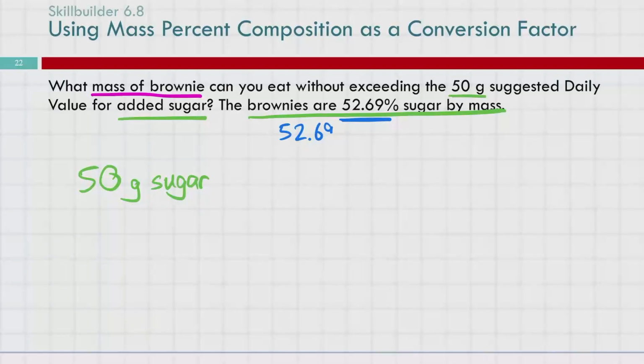This is our starting point. So 52.69 grams sugar on the top, 100 grams brownie on the bottom. As written, what happens if we multiply this conversion factor with our 50 grams? Do the units work out nicely?